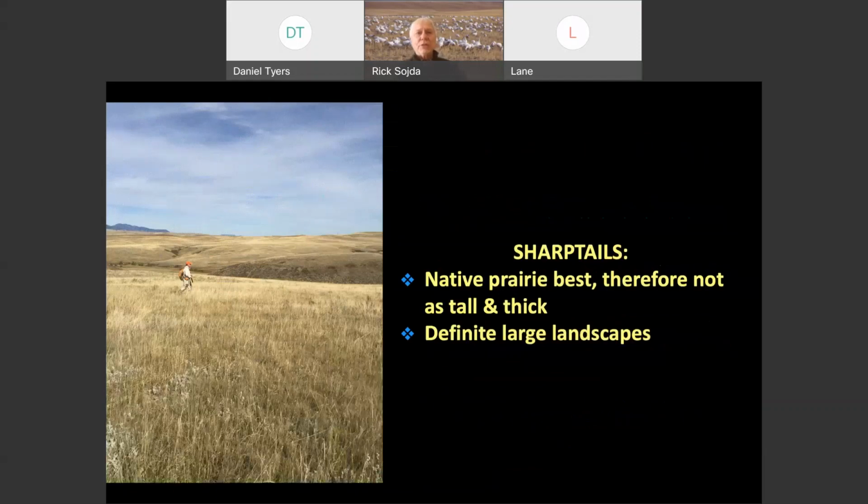Talk about sharptails just for a bit. Native prairie is the best, as we mentioned. Therefore, it's not as tall and thick. This is a picture of my buddy going through some fall habitat hunting. But basically, you can see that knee-high kind of grass is great for sharptails. This is ideal sharptail, both fall habitat as well as nesting habitat. And sharptails definitely need large landscapes.